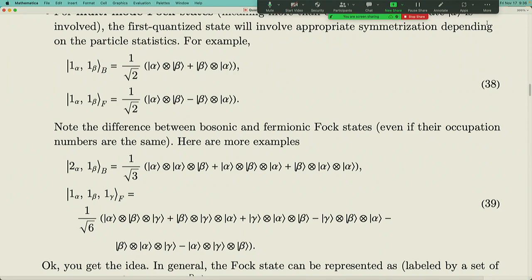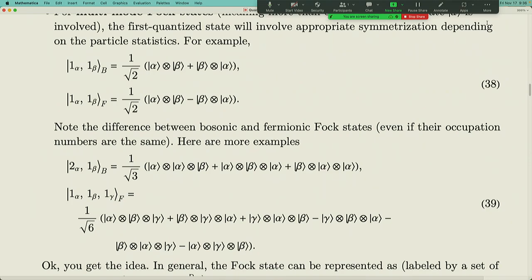For example, here are some more examples. Suppose we have a bosonic state, then we can actually occupy a mode with more than one boson. We have two bosons occupying alpha, one boson occupying beta. Then alpha will be repeated twice, and beta will only appear once. And then you need to tensor product them together to form the many-body state.